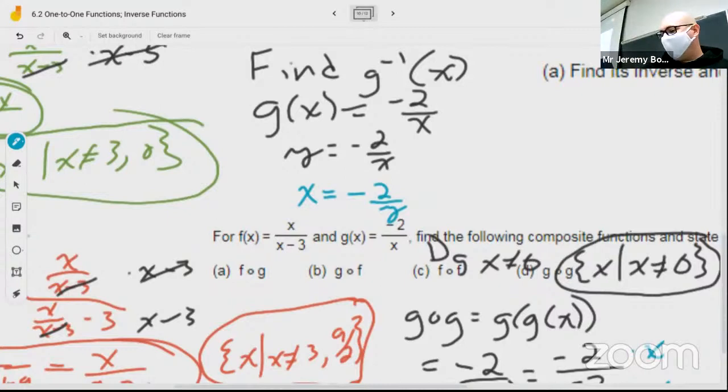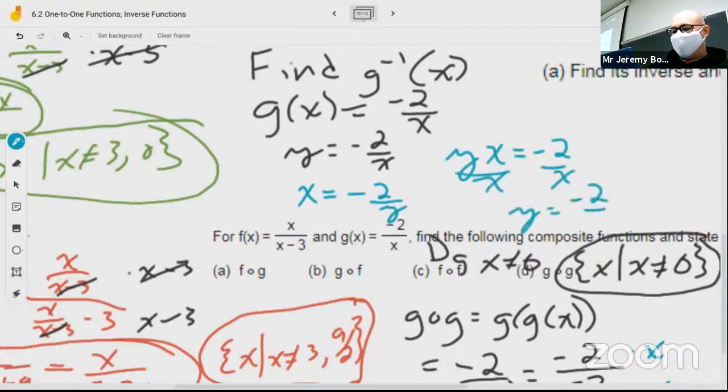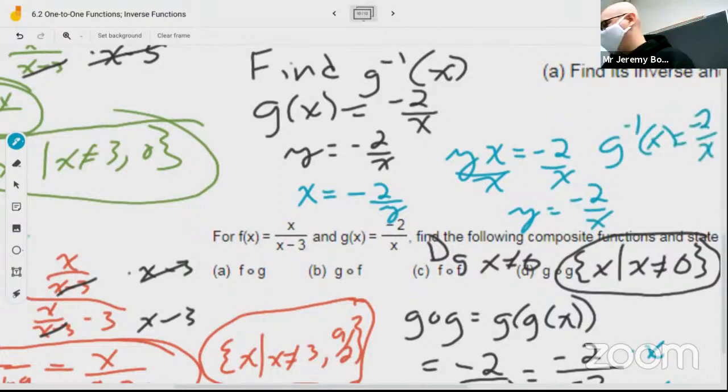I guess what we will do here is multiply both sides by y. I'm going to get yx is equal to negative 2, and divide both sides by x. Y equals negative 2 over x. The g inverse is negative 2 over x. It is its own inverse. Makes a lot of sense.